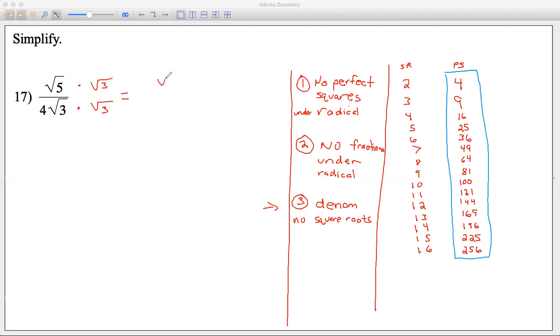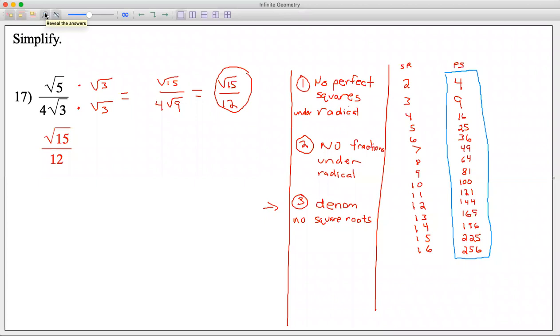5 times 3 is 15, so I get the square root of 15 in the numerator, and in the denominator I get 4 root 9. All right, looks like we're done, but wait a minute, I got to take the square root of 9. The square root of 9 is 3, and 3 times 4 is 12. There are no perfect squares inside of 15. So that's my final answer. At least that's what I'm claiming. And notice that matches the real answer.